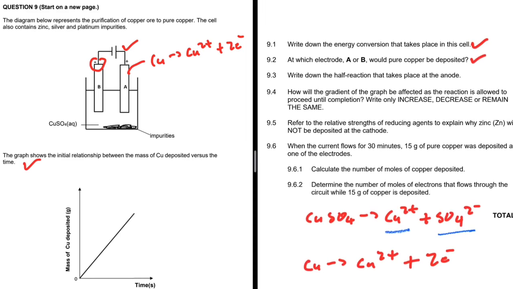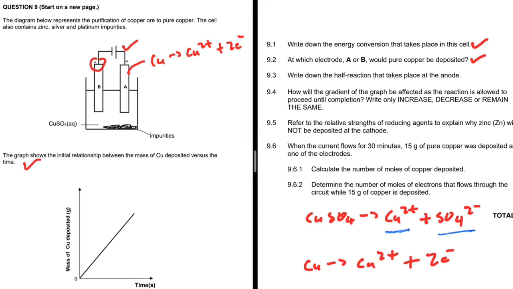The graph shows the initial relationship between the mass of copper deposited versus the time. So back to our question: how would the gradient of the graph be affected as the reaction is allowed to proceed until completion? Well, the gradient of the graph is not going to change. As oxidation occurs, reduction occurs. So we're never going to reach a point where the rate at which the mass of copper is deposited goes down, or a rate where it increases. The gradient will remain the same throughout until completion.